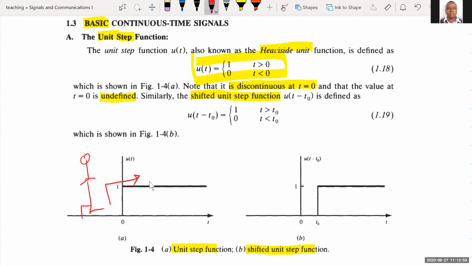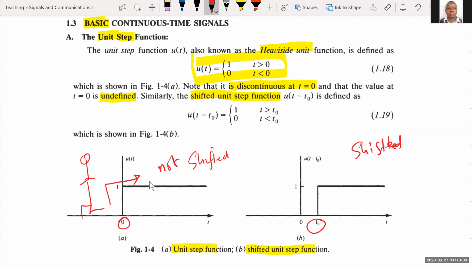It may be shifted in time. This one is not shifted. This is shifted in time. So when we say not shifted, we are saying that the step is starting at time equals 0. But if it is shifted, then the step is occurring at time not equal to 0. So that is the basic definition of a step function, like illustration.